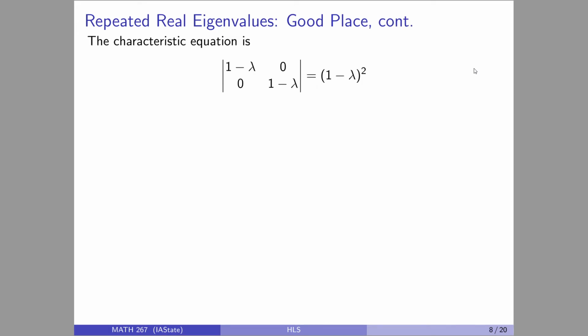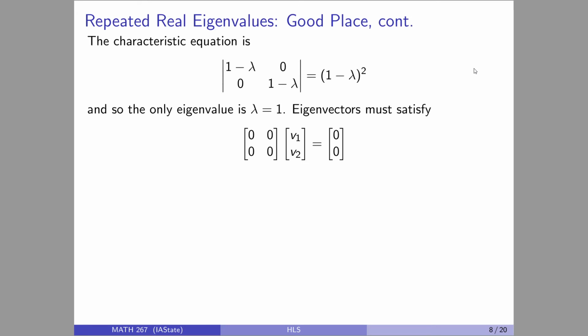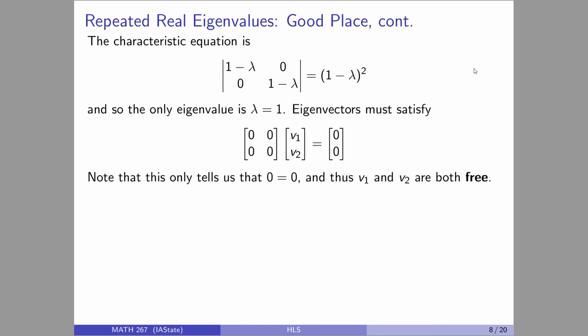Okay, so the characteristic equation is (1 minus lambda) squared. Now, if I wanted to write it out using the equation that I know, lambda squared minus the trace plus the determinant of the matrix, I could have done it that way, but this one is super easy. You just leave it like that, and we find that the only eigenvalue is 1. And the vectors then must satisfy the following. Well, this just tells me that 0 is equal to 0, so v1 and v2 are free to be whatever they want to be.